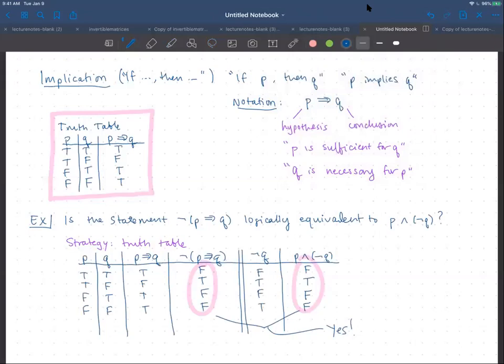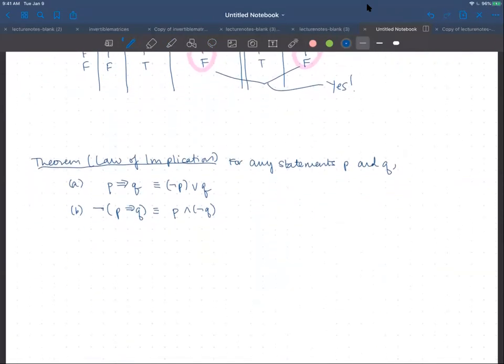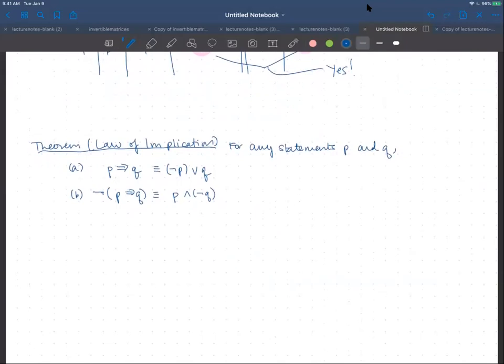All right, now this is worth recording, right? It's good to know how you negate any of our logical connectives. So we've got the law of implication down here. Part B is what we just did. It says to negate an implication, you can turn it into an and statement that looks like this. And we're going to prove part A using part B and some of the other things that we've got.